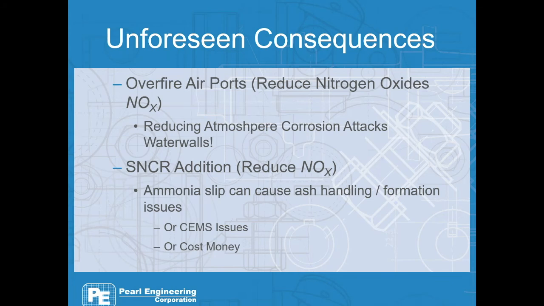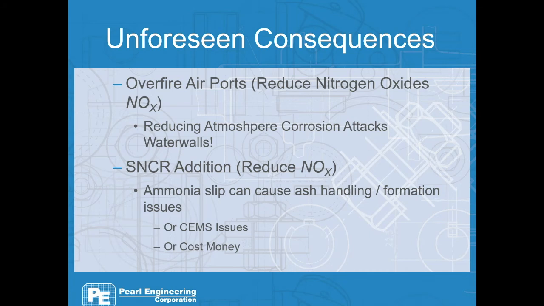So over time, as the emissions controls have gotten more stringent, hopefully you've been able to have some capital projects at your boiler, at your facility, to help improve and get ahead of the new emissions regulations. If you add overfire air ports, you need to look at whether you have reducing atmospheric corrosion attacking your water walls. So it's important to get in and perform inspections. If you add in an SNCR, do you have ammonia slip now? That needs to be tested.